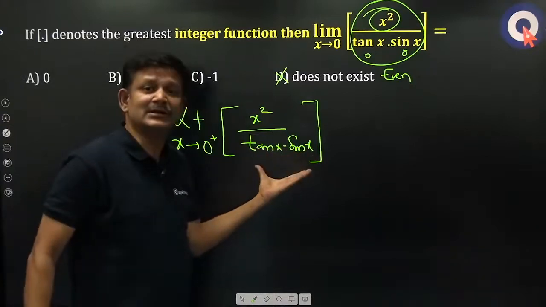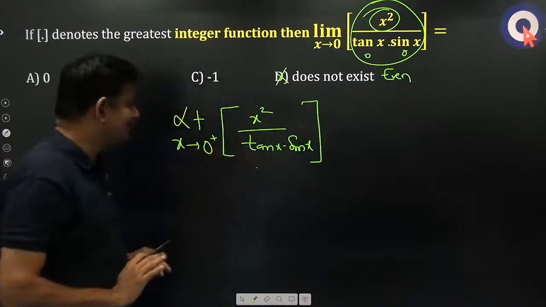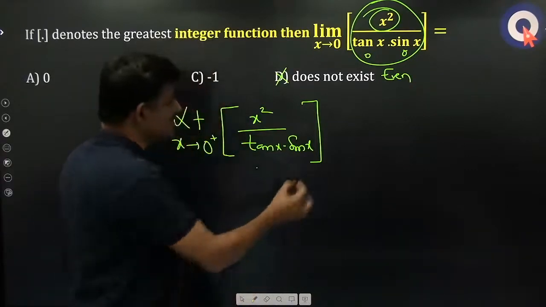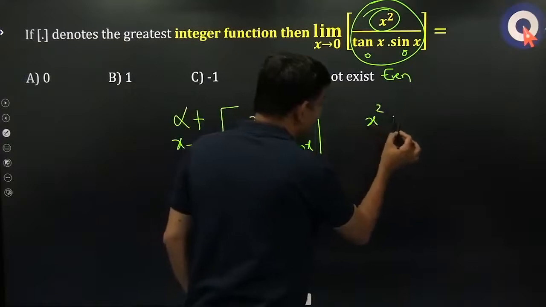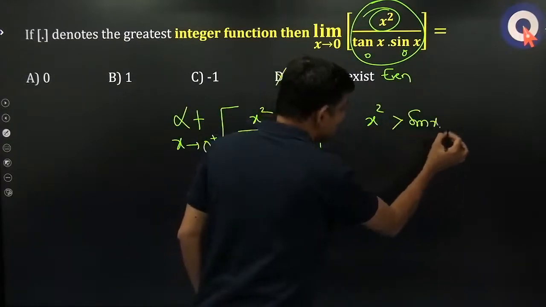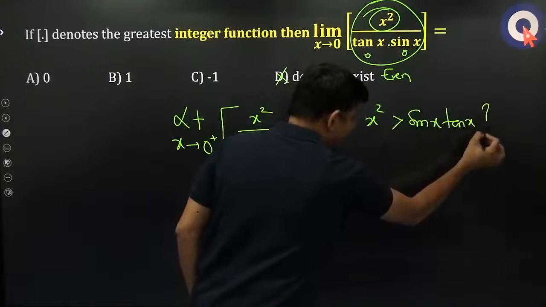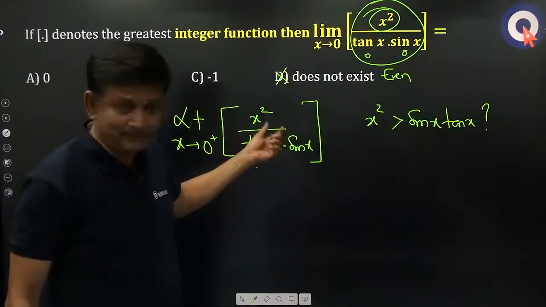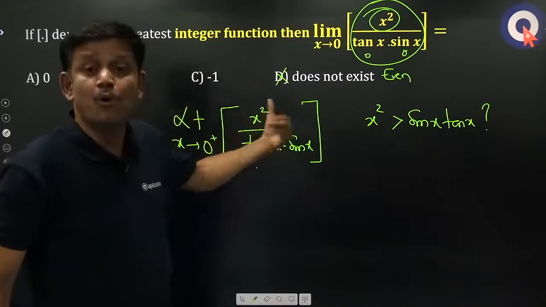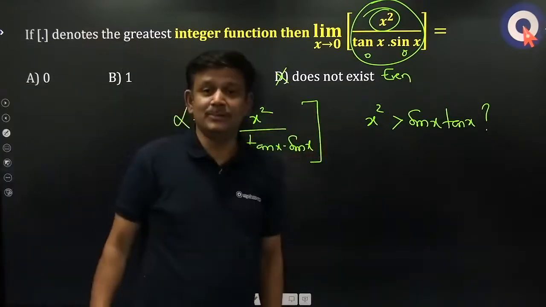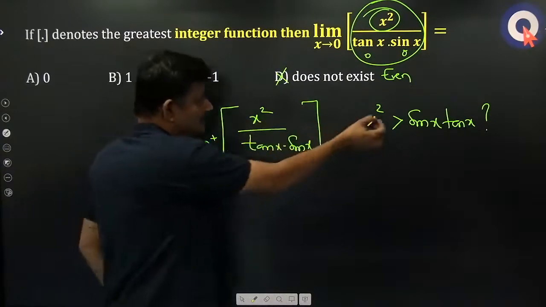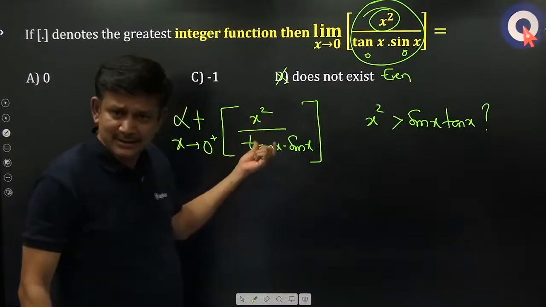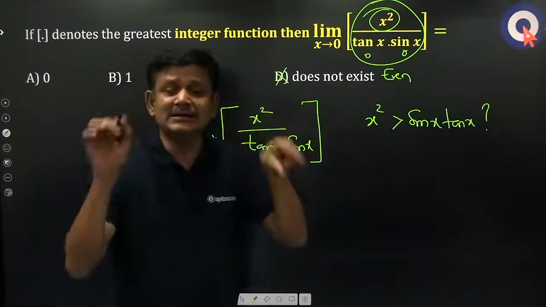You need to understand whether it is greater than 1 or less than 1. That means whether the numerator is larger or the denominator is larger. If x square is greater than sin x into tan x, then the numerator will be larger, this ratio will be more than 1, and the answer would be 1. Had x square been less than sin x tan x, then the numerator is smaller than the denominator, this ratio is less than 1, and the integral part would be 0.